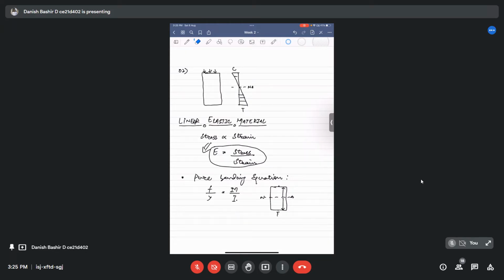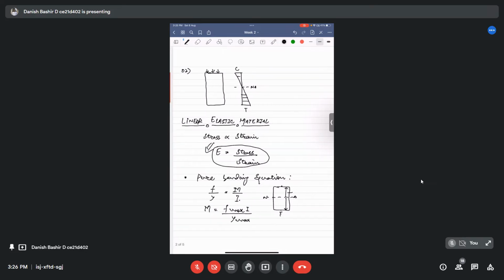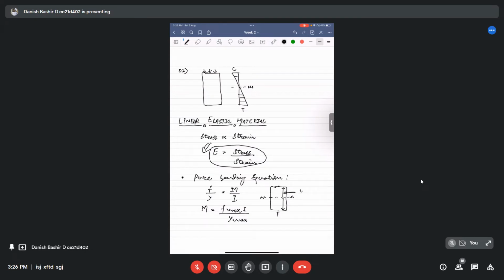So the moment that will cause the maximum stresses is F max I by Y max. I denoted this distance as Y max. This is also Y max. We can say that this is Y max compressive, Y max tensile. This formula will also be used in the analysis. And I, we all know, is the second moment of area about the neutral axis.